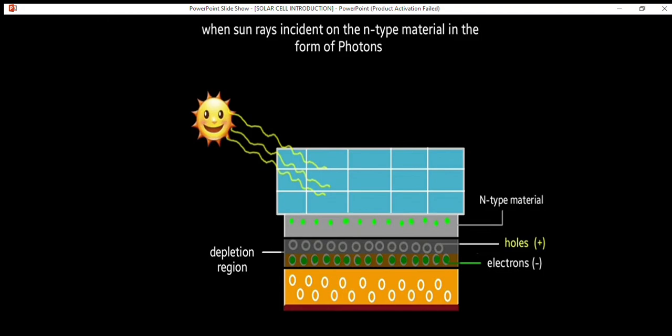When sun rays in photon form incident on N-type layer, the photons pass from N-type and move in the depletion region. When photons hit depletion region, then semiconductor material emit electrons, which are free to move, and then electrons move toward positive charge carriers and holes move toward negative charge carriers.